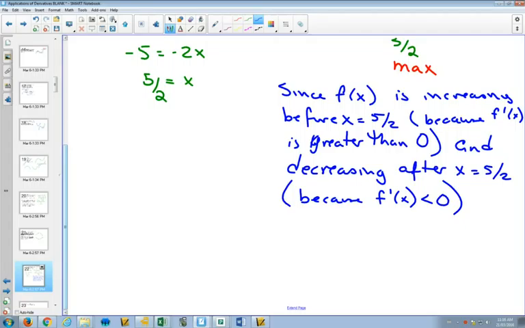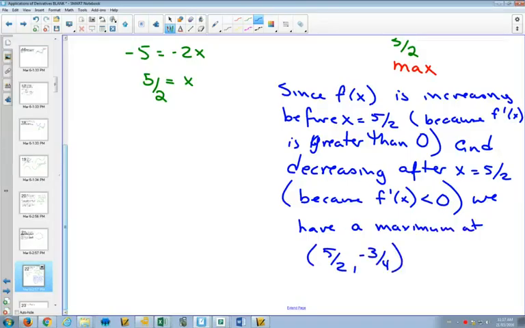Yeah, I know. Here I have to write a little bit. That's why it's so messy. So, since f of x is increasing before x equals 5 over 2, decreasing after x equals 5 over 2, we have a maximum at this point. That would be how you could write it, showing that you know the first derivative test.